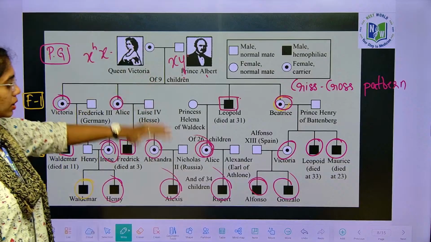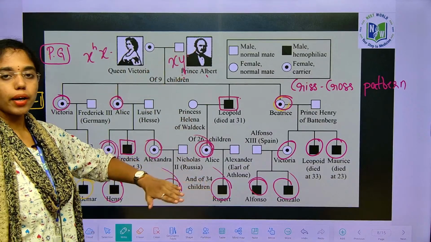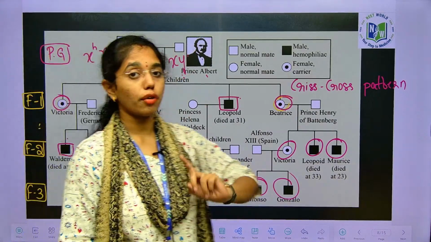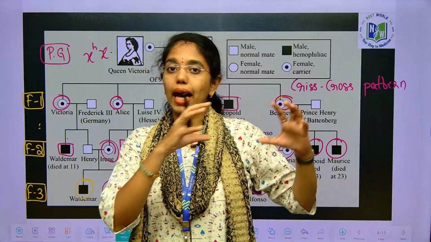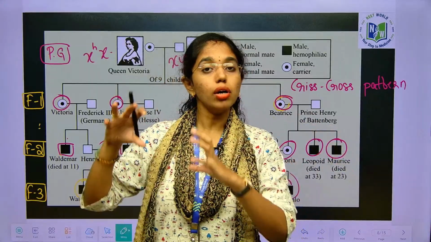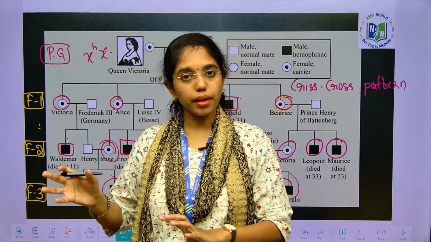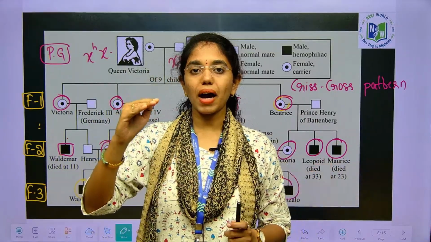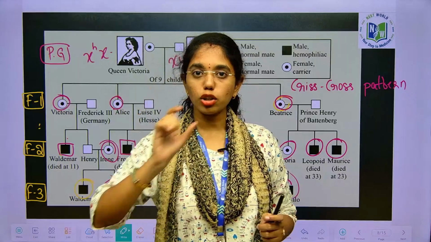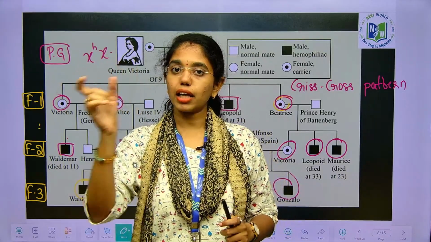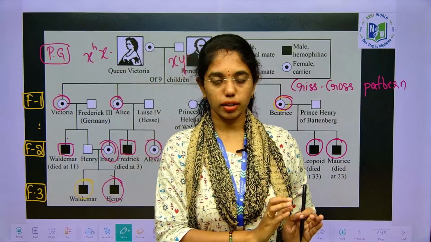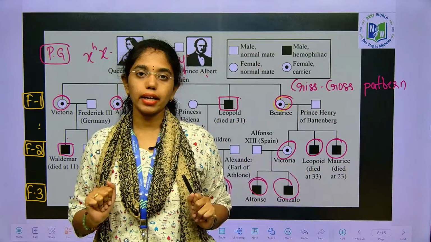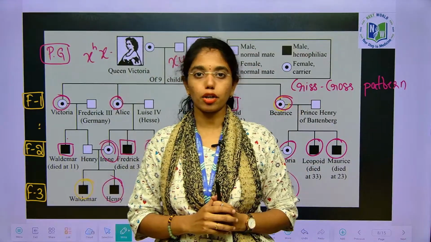And across the pattern of inheritance, what you can observe? Crisscross pattern of inheritance, wherein carrier females are giving rise to affected males, affected males are giving rise to carrier females. The disease is passed from carrier female to son, from affected father to carrier daughter. This is the mode of inheritance which is known as crisscross pattern of inheritance.